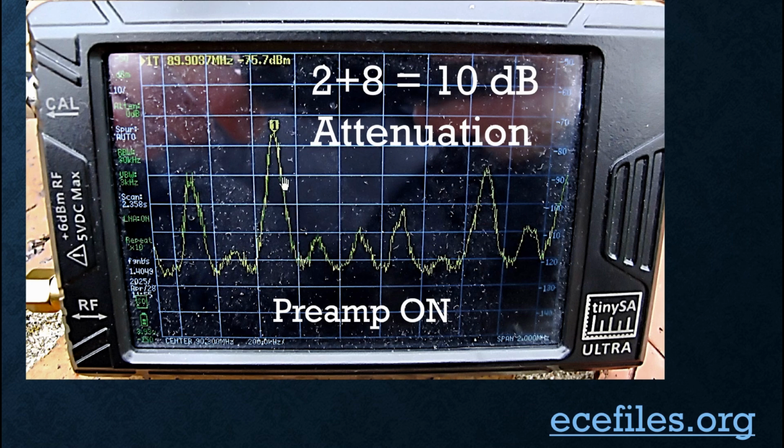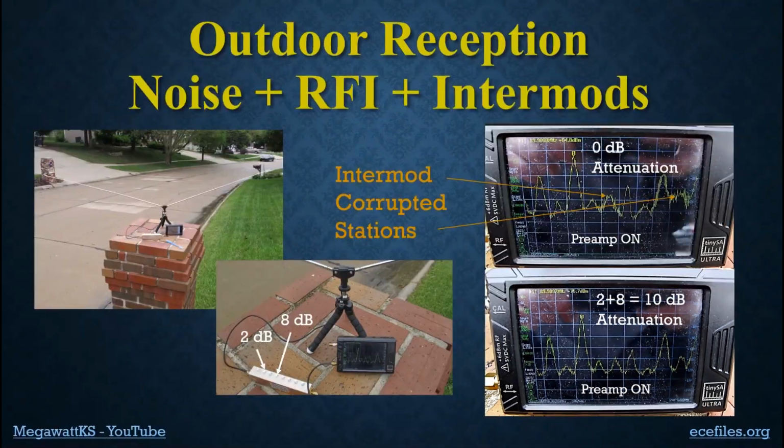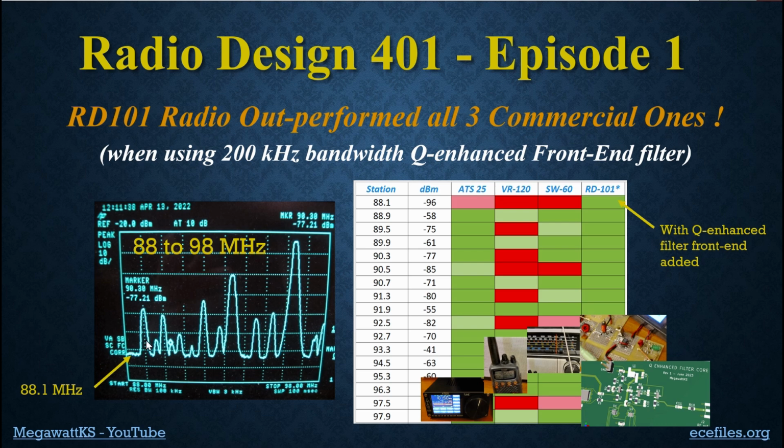And this is the reason that we could receive a more limited number of stations when we did our initial tests. This is a slightly different spectrum span. This is going from 88 megahertz up through 98, so in the other slide we're really focused mainly in this region here.